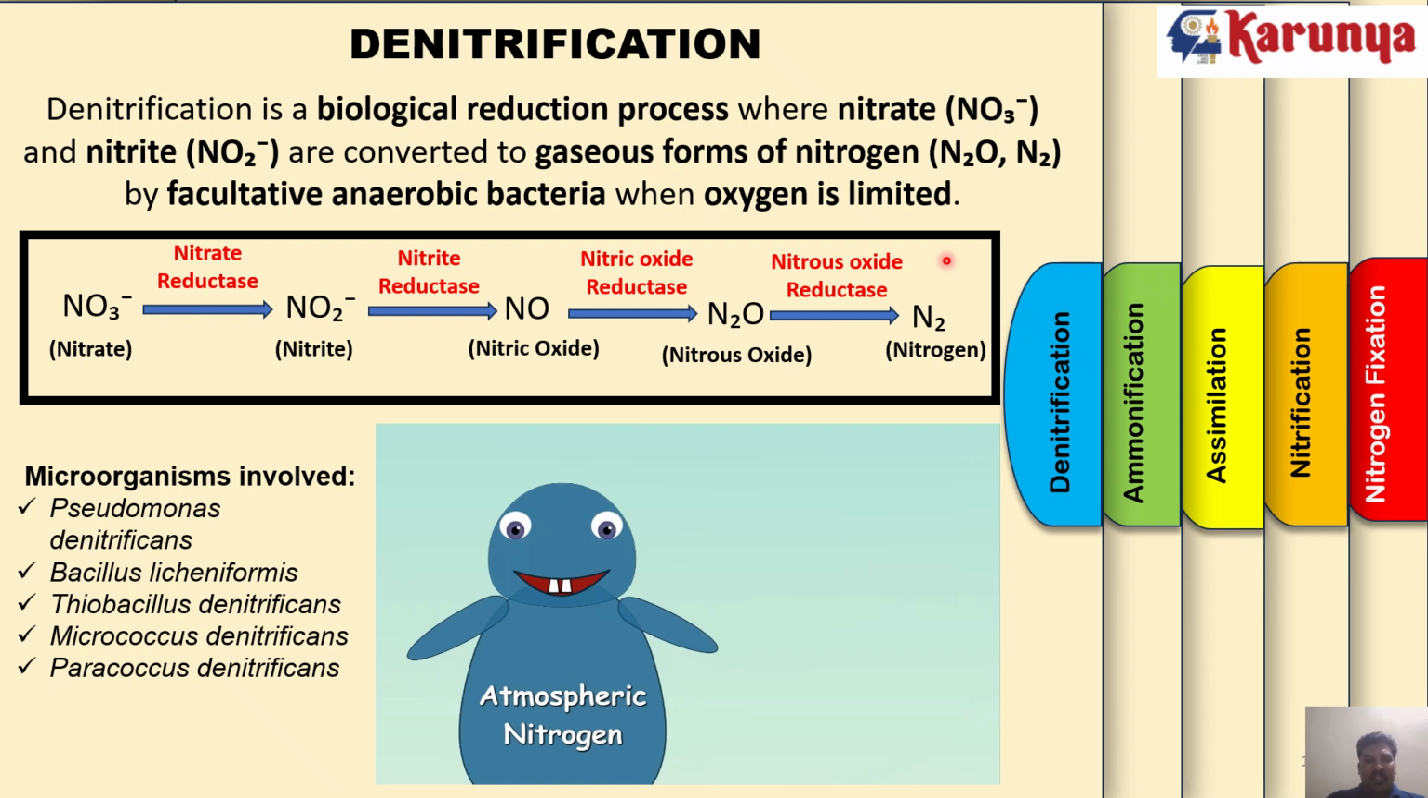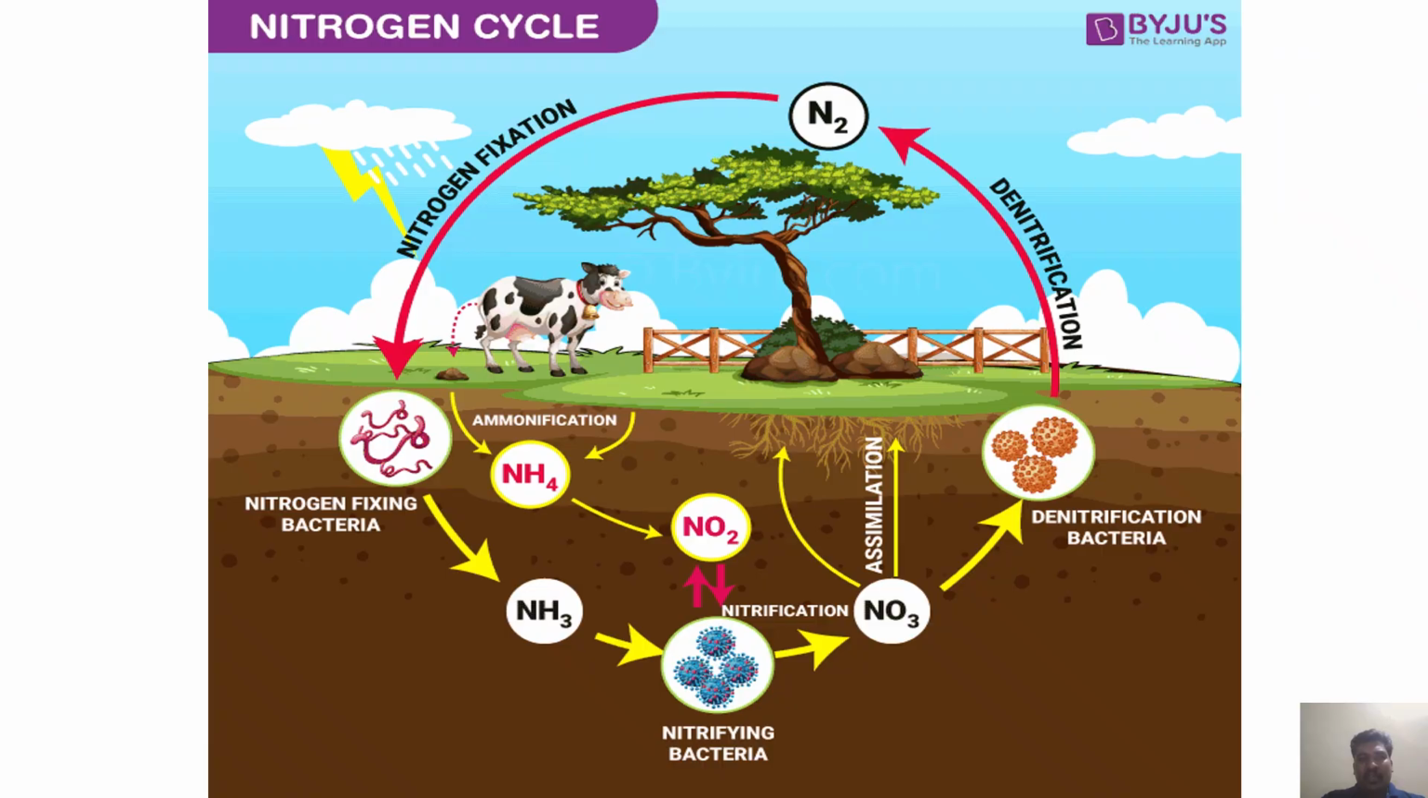So several microorganisms are involved in this process: Pseudomonas denitrificans, Bacillus licheniformis, Thiobacillus denitrificans, Micrococcus denitrificans, Paracoccus denitrificans. Most of the denitrifiers are involved in converting nitrate into elemental nitrogen. And this is the nitrogen cycle. I have simplified the diagram for easy understanding.